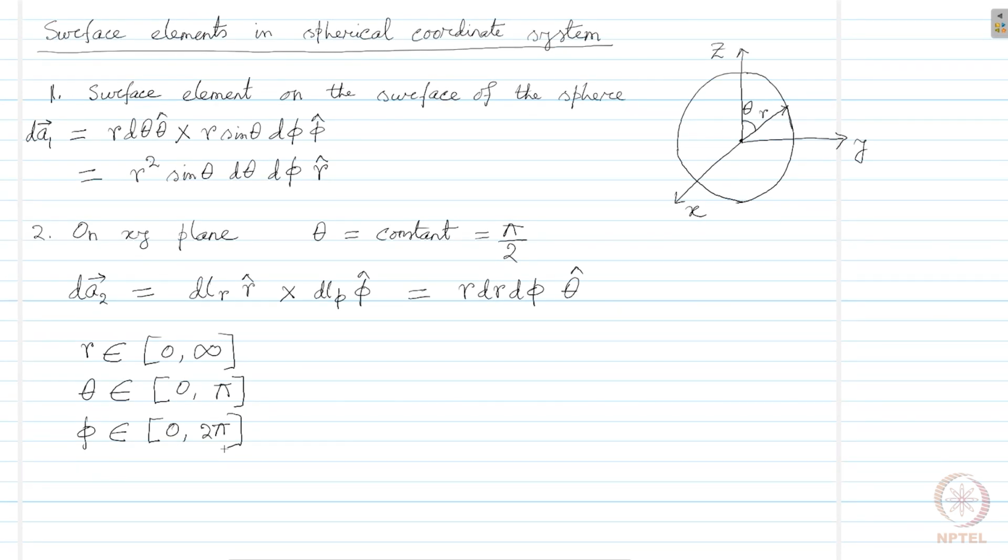Now let us consider an example. We want to find the volume of a sphere of radius capital R using the volume element that we have just found out. So, the radius of this sphere is capital R, and we will perform a volume integral on the volume element that we have found out.